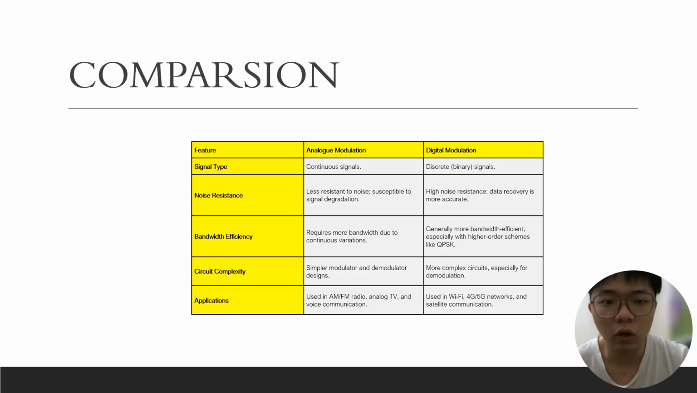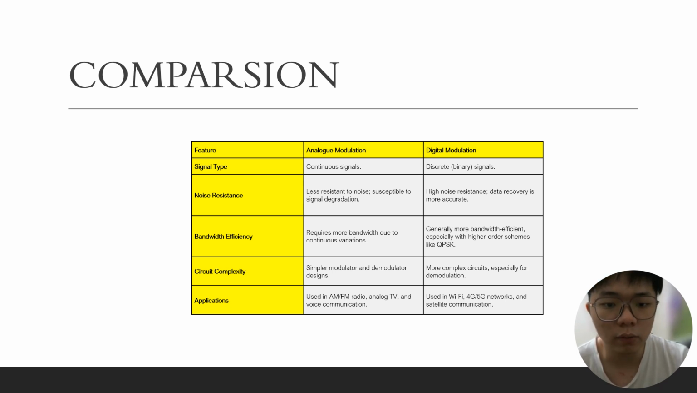Lastly, this is the comparison of analog modulation and digital modulation. For signal type, analog modulation is a continuous signal. For digital modulation, it is a discrete signal. Next is noise resistance. Analog modulation is more susceptible to noise and signal degradation. Digital modulation has high noise resistance, and data recovery is more accurate.